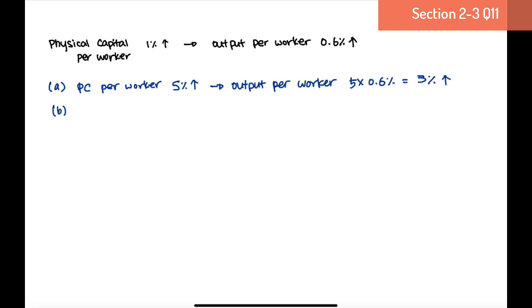In part B, we're given that the output per worker increased by 4.8%. So in this case, we can divide the 4.8% by 0.6% to figure out by what percentage points physical capital per worker rose. And here we can see that physical capital per worker rose by 8%.